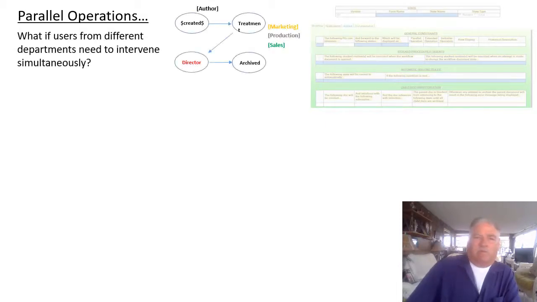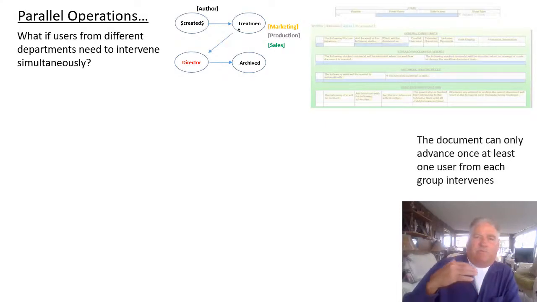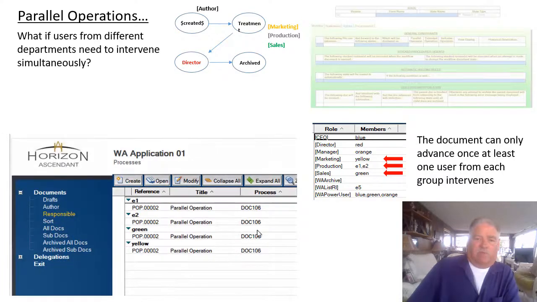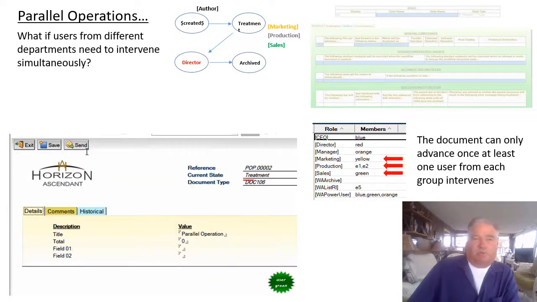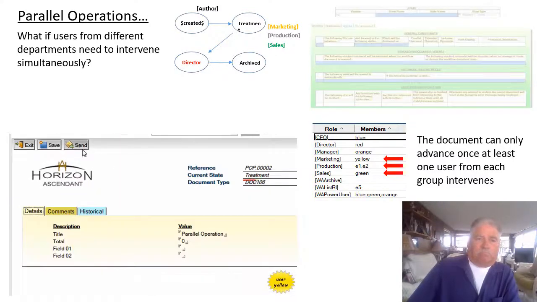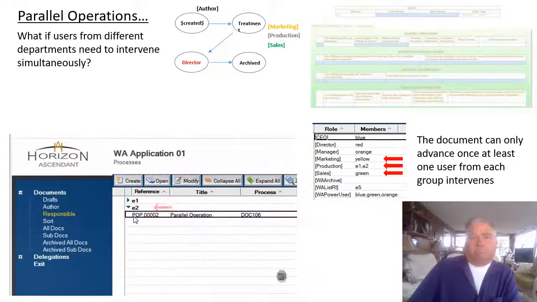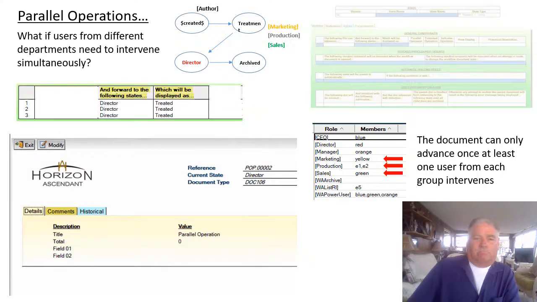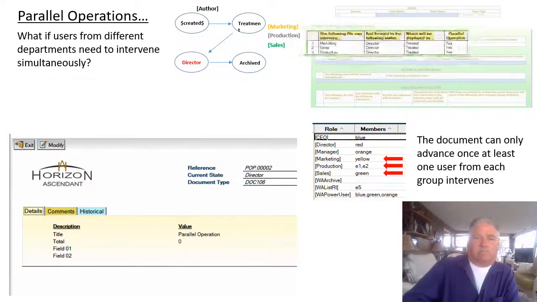Parallel operations is when a user from different groups needs to intervene in order for the document to advance. In this particular case, a user from marketing, production, and sales all need to intervene in the document for it to advance. And there you see the definitions, the parallel operations for the various constraints.